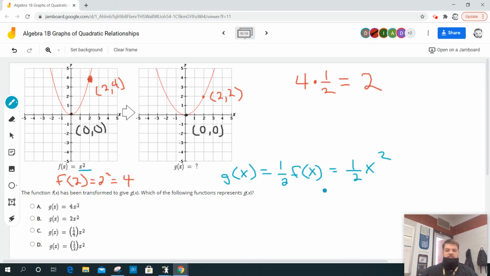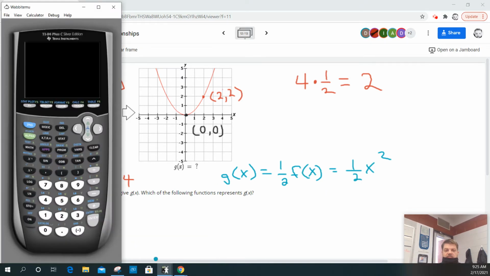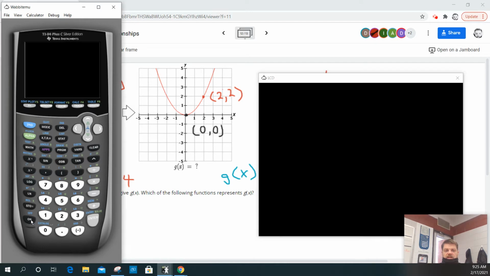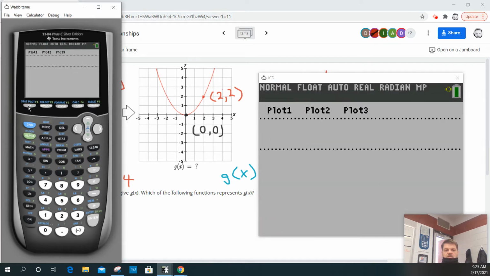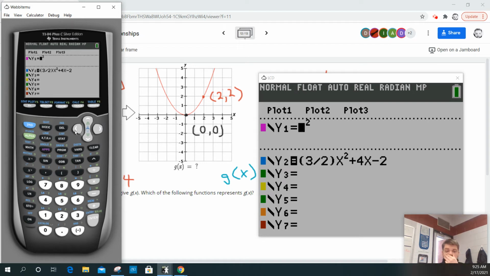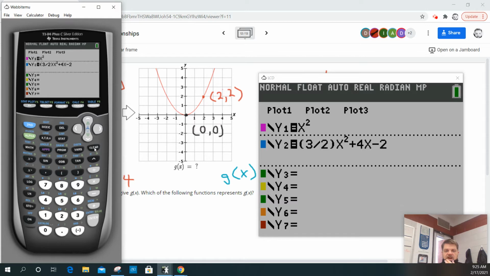Just plug it into my graphing calculator. So I'm going to go to my graphing calculator, turn it on. I'm going to hit y equals. Now I have the parent function here, but I'm going to turn it on because we're going to compare some things. Down here, I'm going to clear that out. And I'm going to just simply try 1 divided by 2. Oh, I got a negative sign. I don't think I want that negative sign in there. X squared.